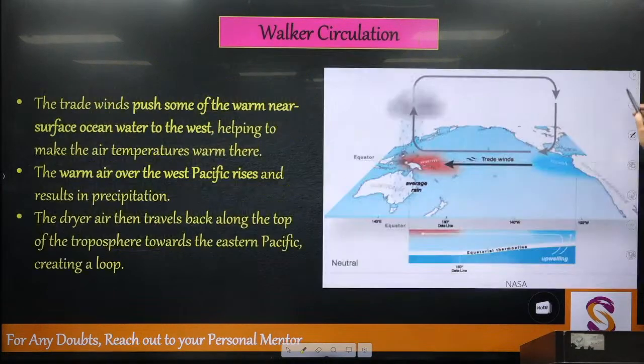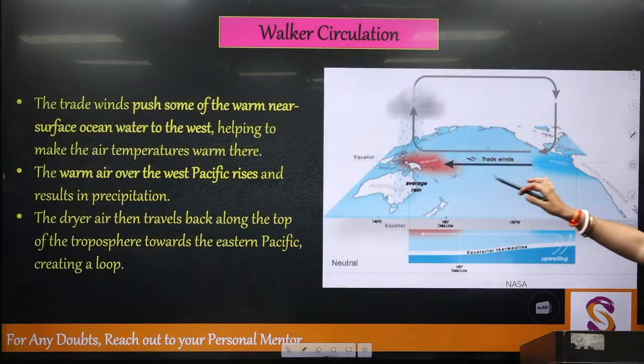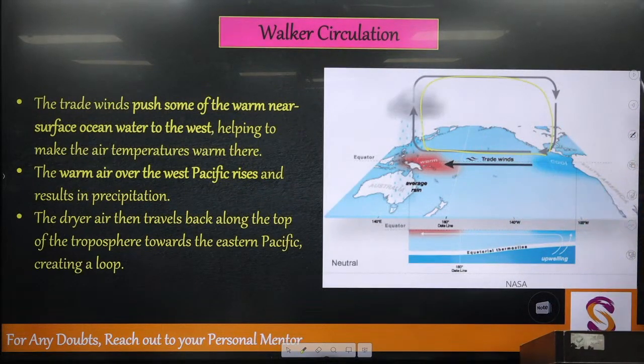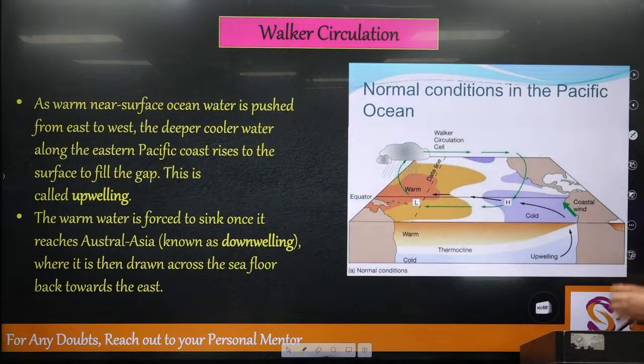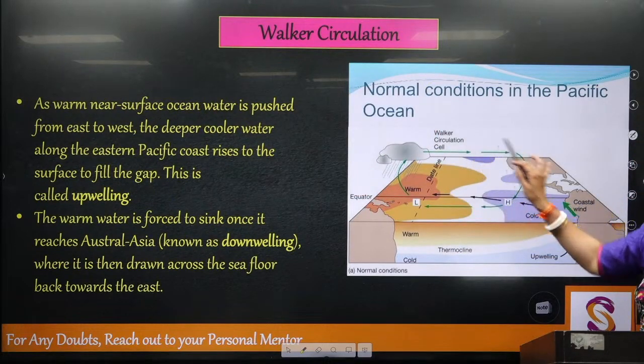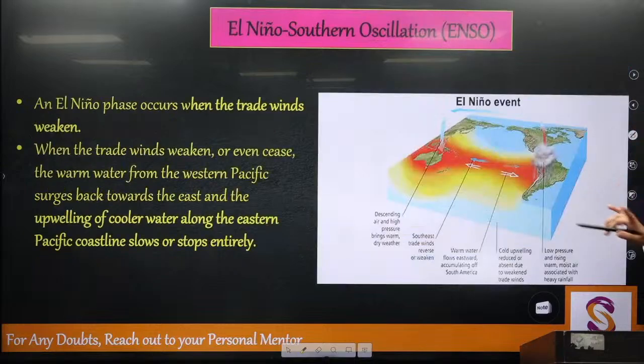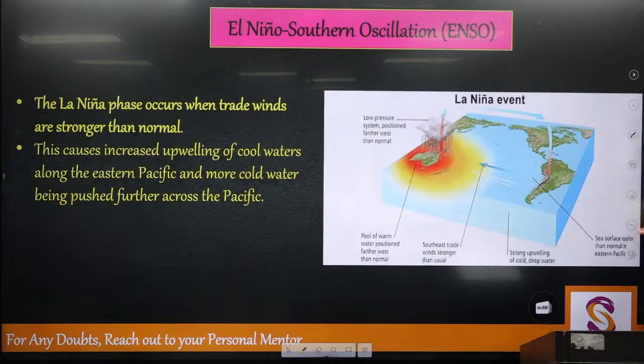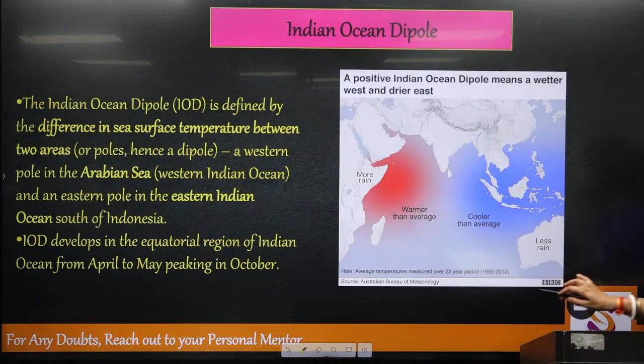ये coupled system clear हो गया, right? So now this is what happens. This is the normal year, piling above the warm water, which I have already explained to you. So these are the normal conditions. This is the Walker circulation. But during the El Nino event, this is the condition, and La Nina event. So I hope this is clear to you, right?